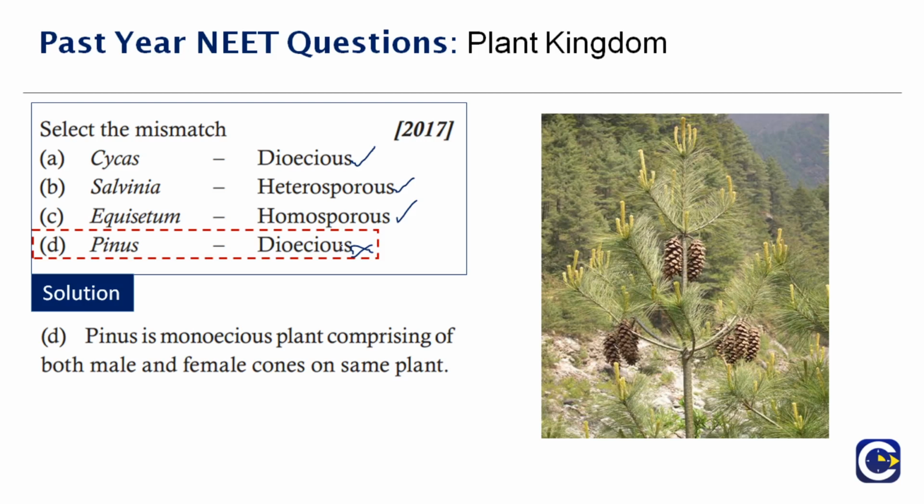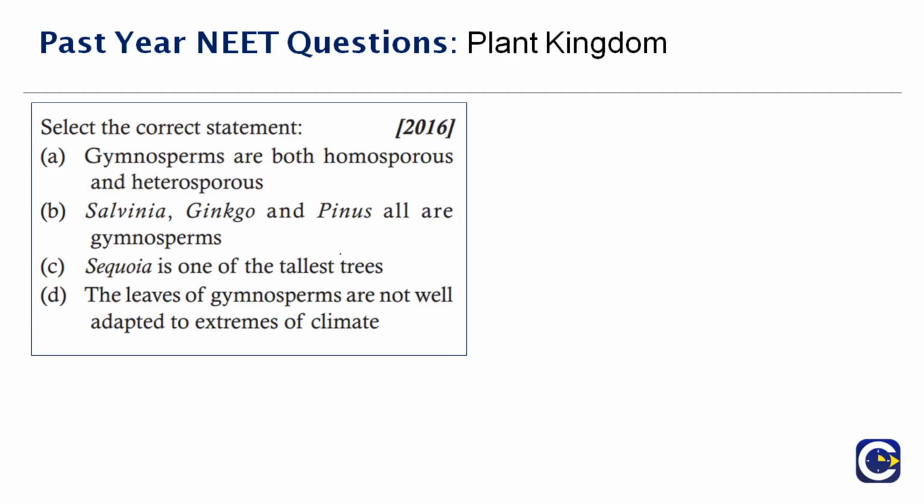Okay. Now let's move to the next question here. Here they're asking us about the correct statement. This question was asked in the year 2016. Okay, let's go statement by statement so that it will be easy for you to understand. Now look at the first statement here. Gymnosperms are both homosporous and heterosporous. This statement is wrong. It can be only either. Salvinia, ginkgo and pinus, all three are gymnosperms. Wrong.